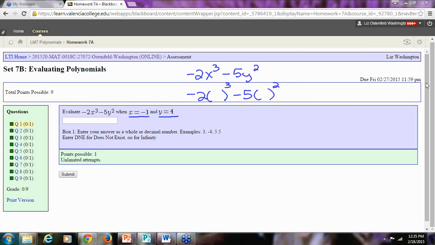Then I'm going to take those parentheses and plug in the exact number that it gave me. It says x is negative 1, so wherever I saw the x, I'm going to plug in negative 1. And it says y is 4, so wherever the y was, I'm going to plug it in. Once I have these numbers plugged in, it's just a matter of my order of operations. That's it. Just order of operations.